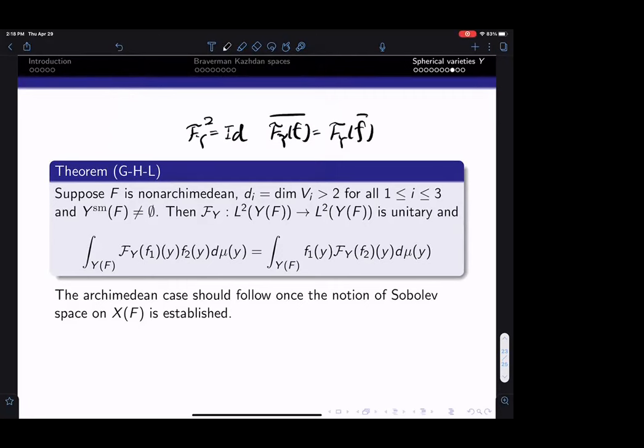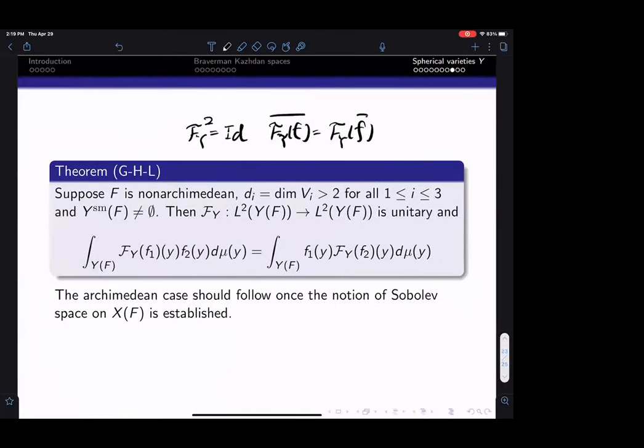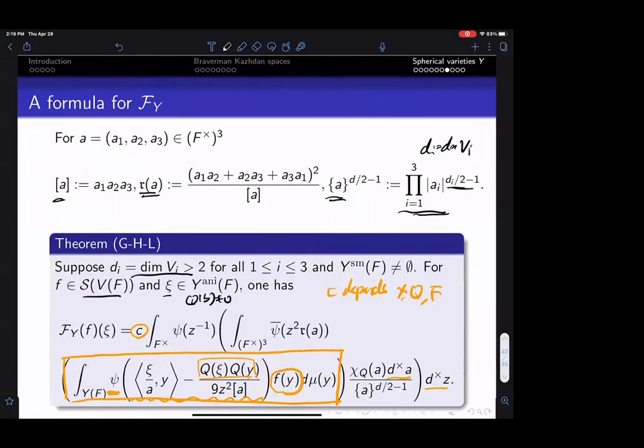The only reason we cannot establish these results in the Archimedean case is that in the non-Archimedean case, we have the notion of K-finiteness. But in the Archimedean case, the counterpart is the notion of the Sobolev space on X_F. We are not able to do this, and this is the main reason why we can't establish it. So once the Sobolev space notion is settled, then the same argument would imply the result. For these two results, the naive proof is really easy and short. And in the last part of the talk, I will discuss the formal proof of this formula.